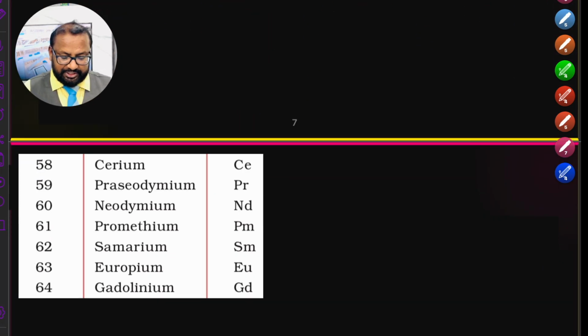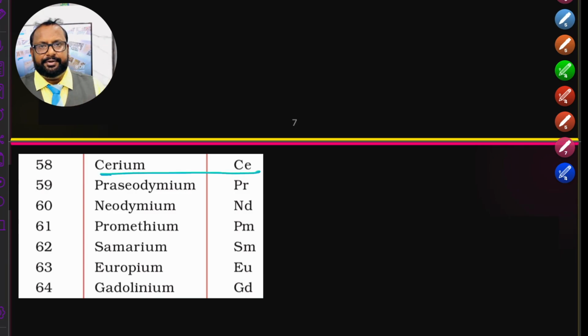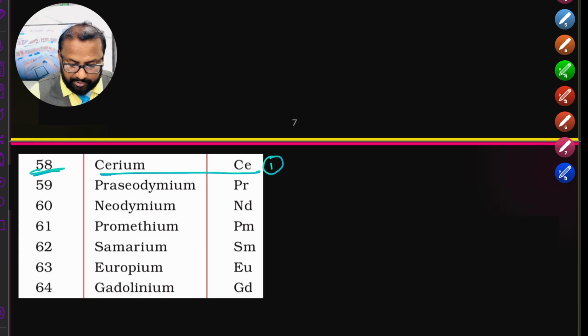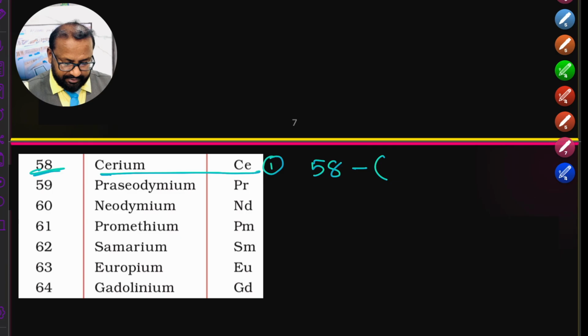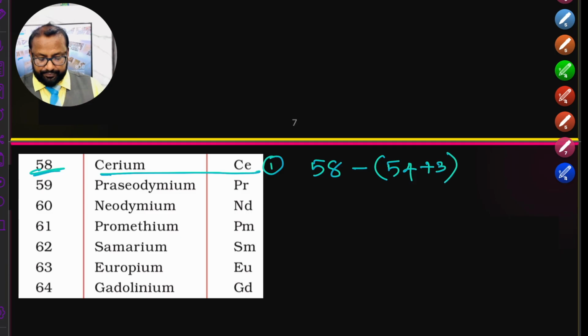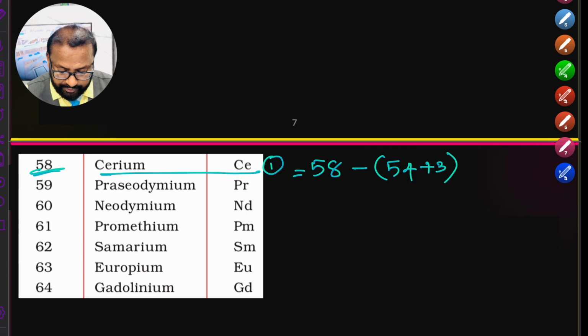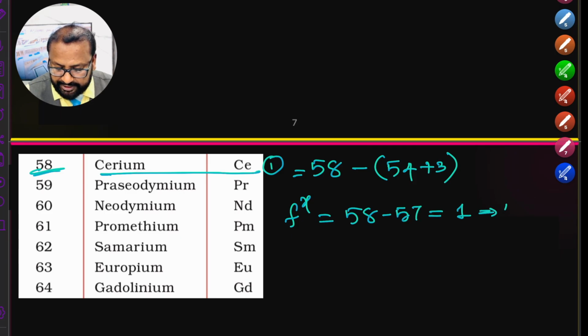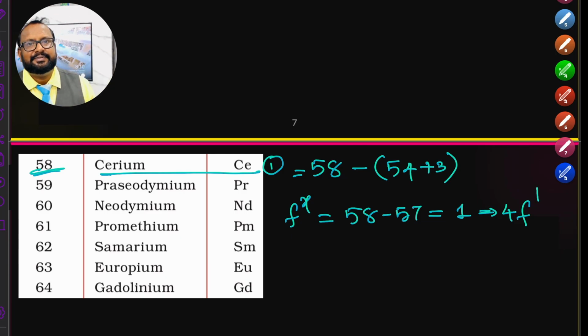First, let us start with cerium. We have to write the cerium electronic configuration. How exactly do we do it? This is the first element, so the atomic number is 58, subtract the nearest noble gas, 54, plus 3. So f to the power x equals 58 minus 57, which equals 1. That means it has a 4f1 configuration.